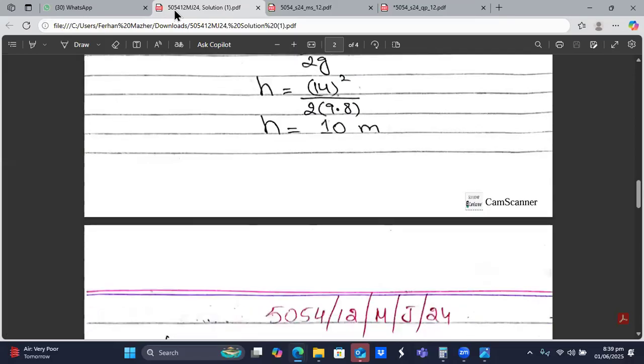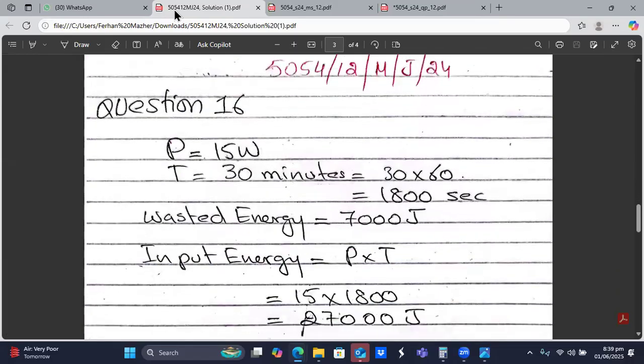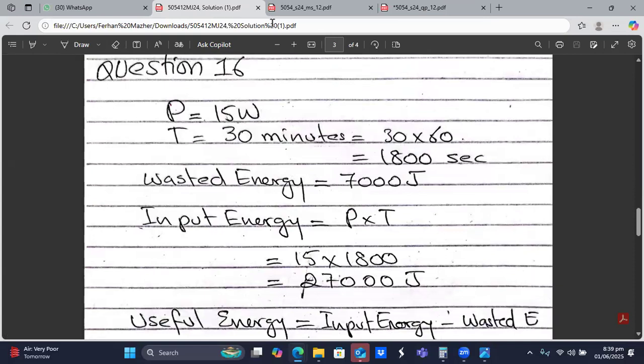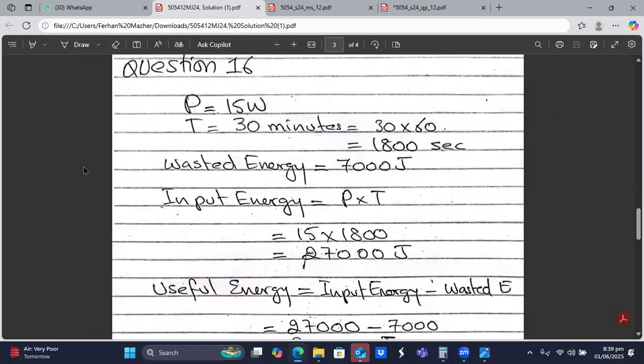This is question number 16, and let me show you how this can be done. So here we go, question number 16. The power is 15 watts, the time is 30 minutes, but the time should be taken in seconds. So for that purpose, I will multiply 30 by 60, that is 1800 seconds. Wasted energy is given, that is 7,000 joules. Input energy is equal to power multiplied by time, 15 watts multiplied by 1800 seconds, that is 27,000 joules.